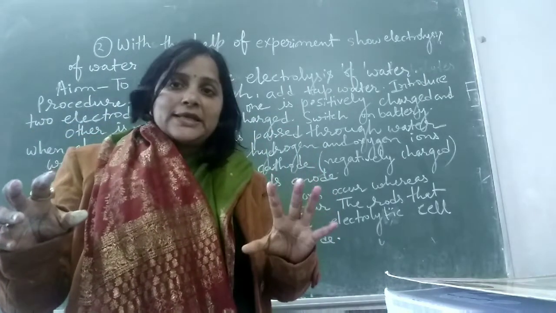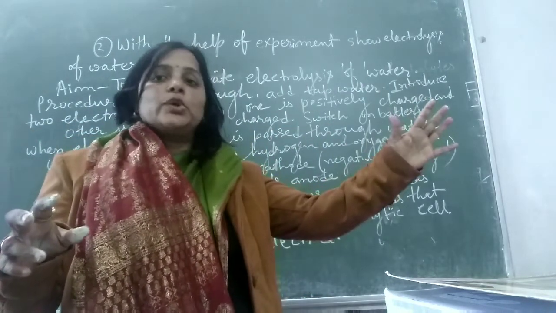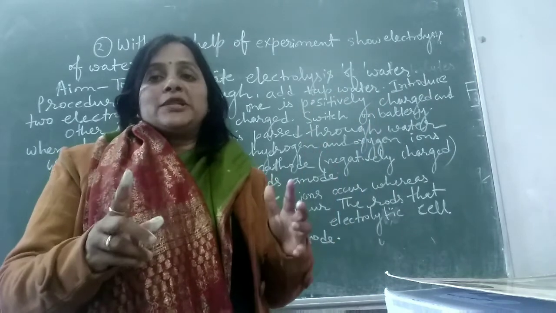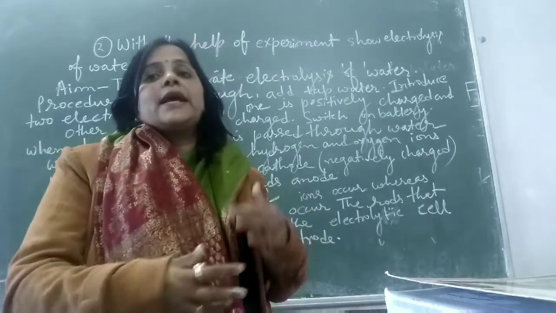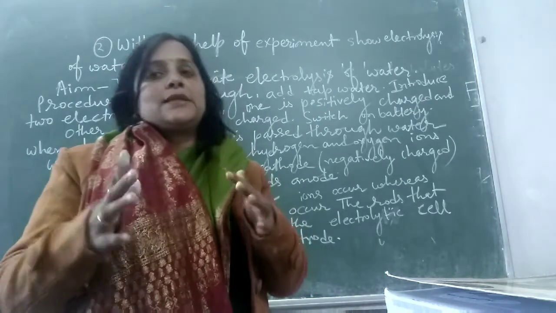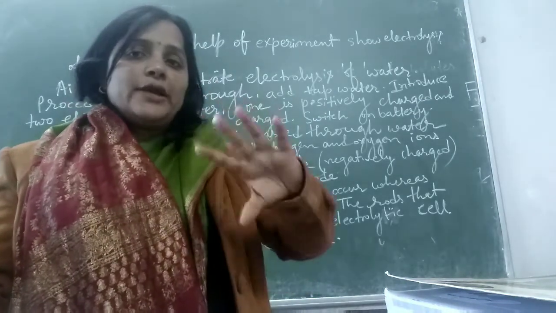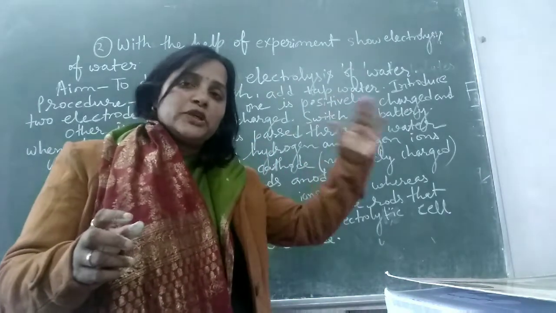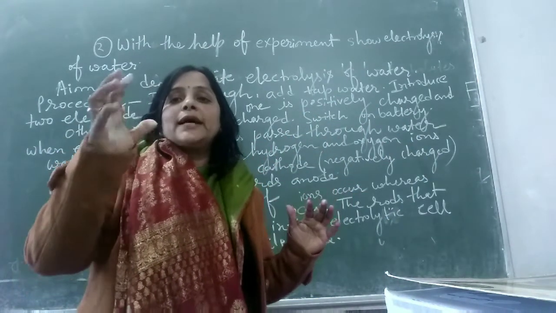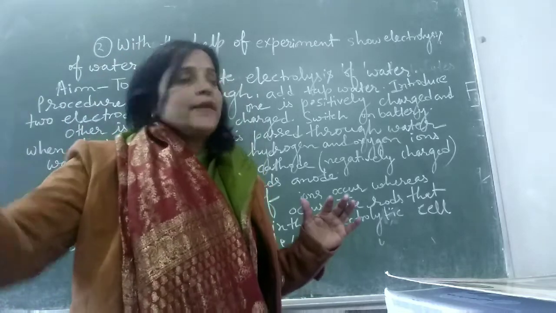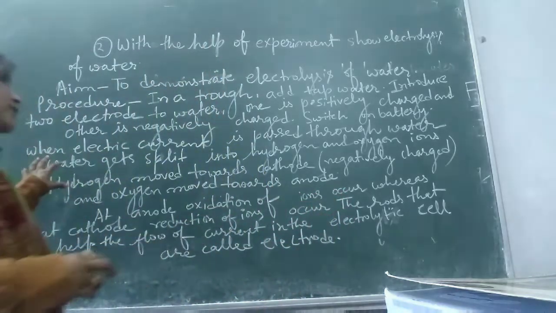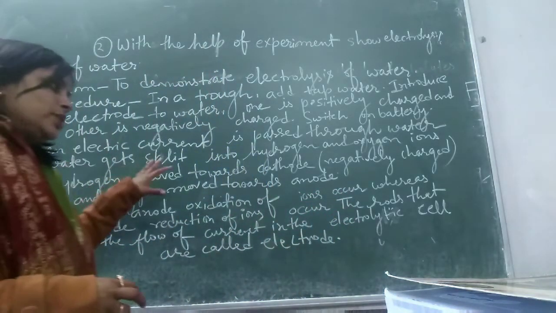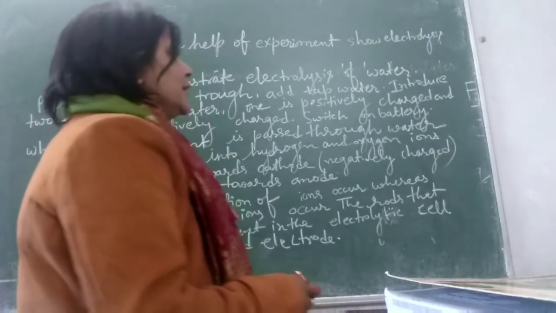Hydrogen is positively charged, therefore it moves toward the cathode, because between opposite charges attraction takes place and between the same charges repulsion takes place. Therefore, the positively charged hydrogen ion moves towards the cathode, and the negatively charged oxygen ion moves toward the anode, and hydrogen is finally deposited at the cathode and oxygen at the anode.